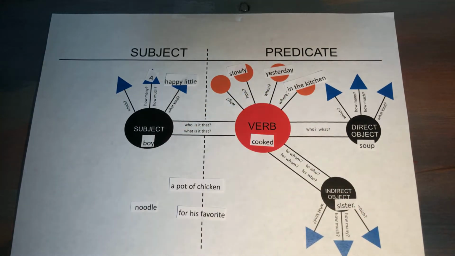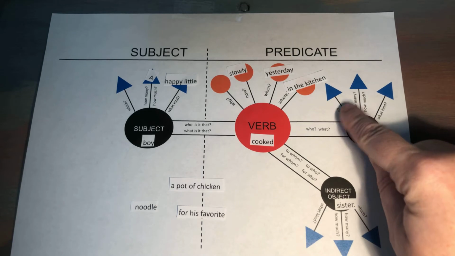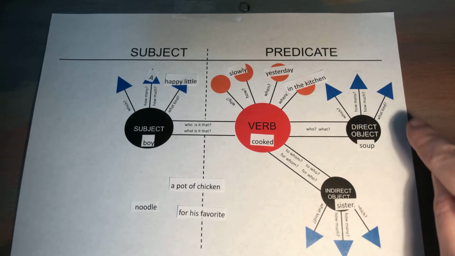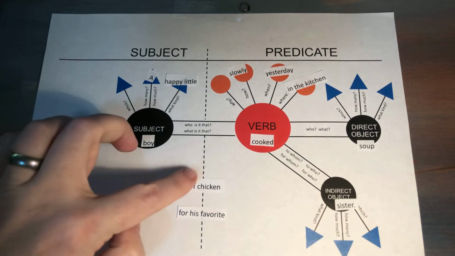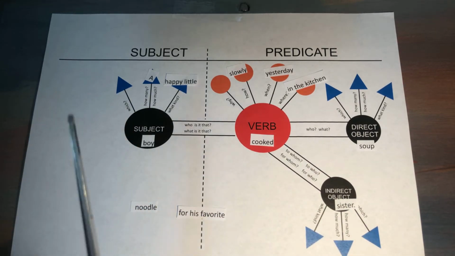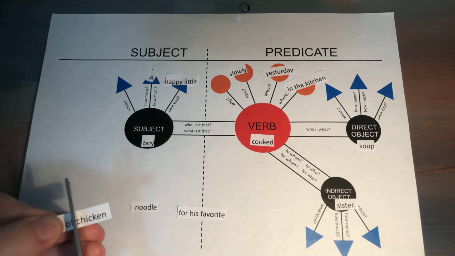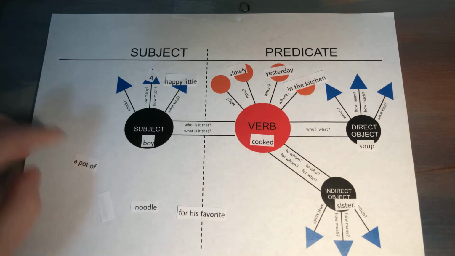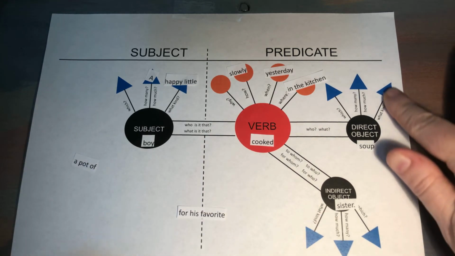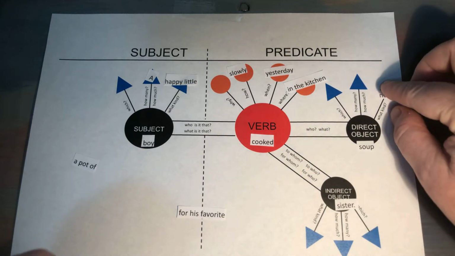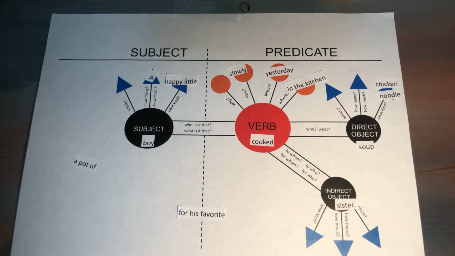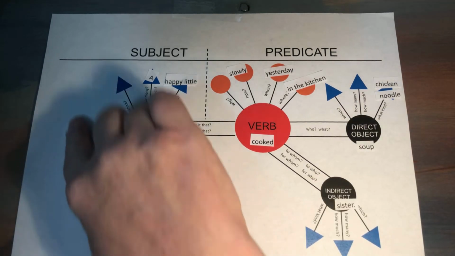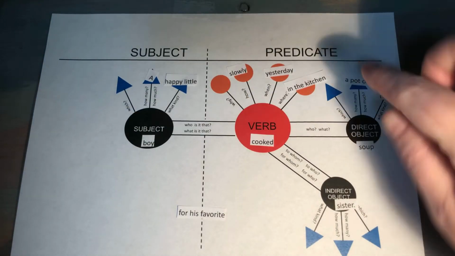Let's go to our direct object. We know he cooked soup. Do we know which, how many, or how much, or what kind? We know he cooked chicken noodle soup. That is the kind of soup he cooked. So let's cut out the chicken and move the words chicken and noodle. Oops, stuck on my finger. Chicken and noodle to our what kind. Do we know how much? He cooked a pot of chicken noodle soup.